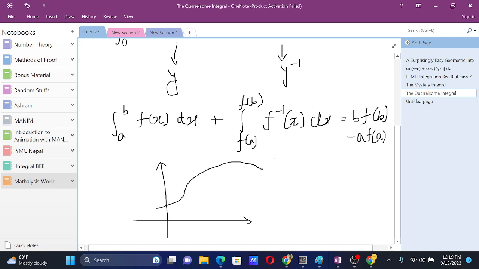Let's say this is f of x, and here we have a, b, and the corresponding points f of a, f of b. So this is f of b, f of a. Now the integral from a to b of f of x is just this area.